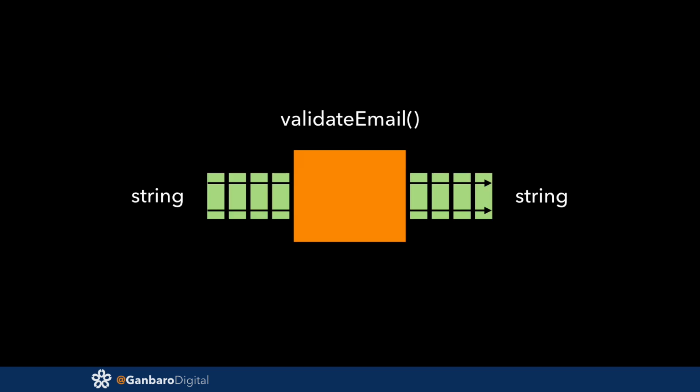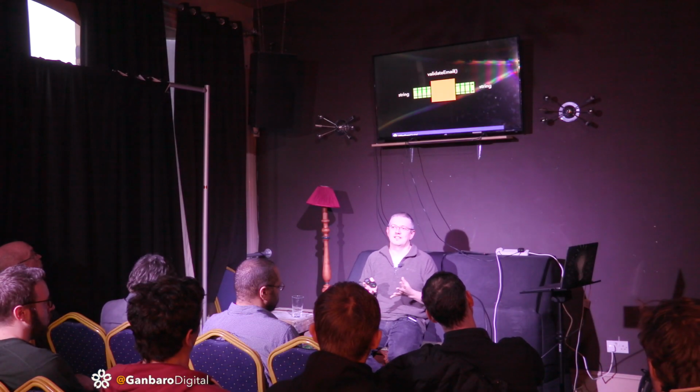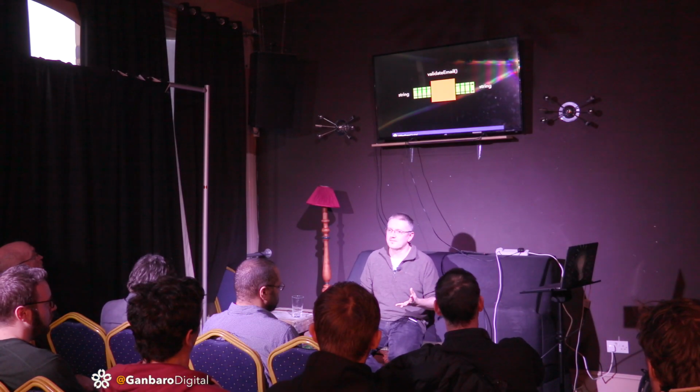If we take our diagram here, and I've picked validate email because it's something more businessy, something we're actually more likely to do. So we pass in an email to be validated, and it fails validation. What would you do? Anybody?